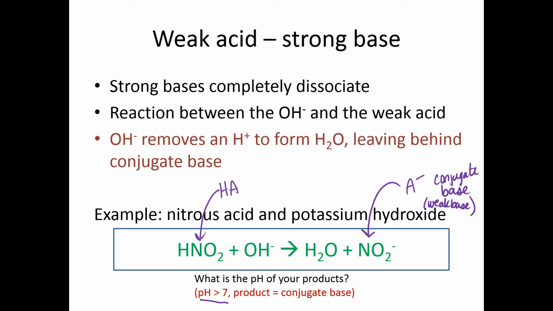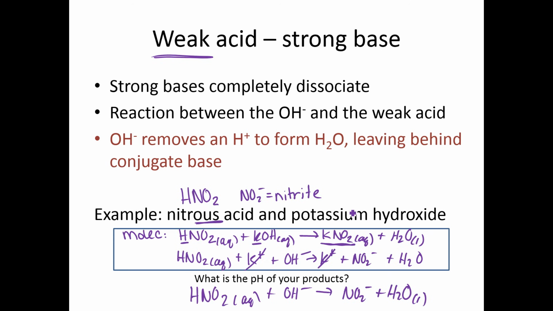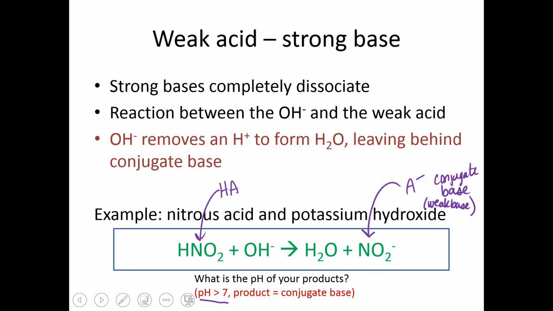It is going to be a basic solution. Going back to this previous page, the other way to think of it is you could say that this salt is basic. Remember, we spent a bunch of time talking about predicting the pH of salts. So potassium nitrite is a basic salt. That's because the nitrite ion is the conjugate base of a weak acid. So your product here is going to be slightly basic.